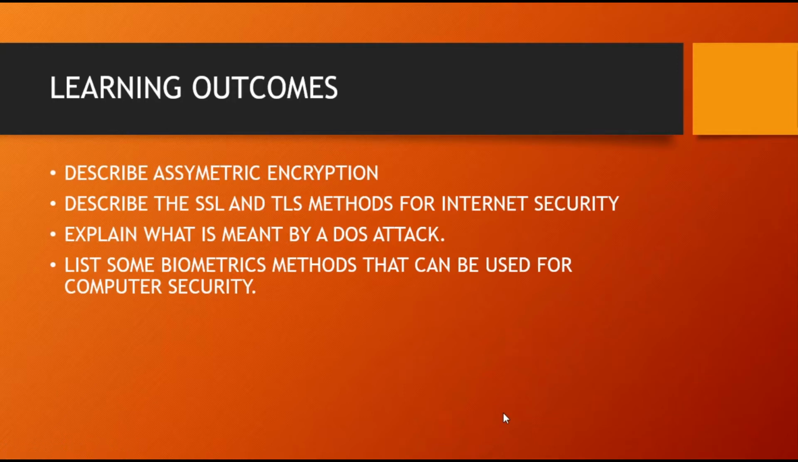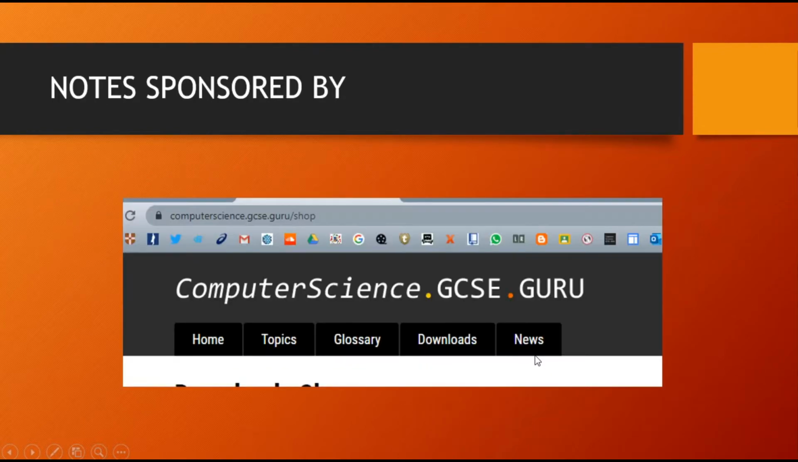By the end of this lesson, you should be able to describe asymmetric encryption, describe the SSL and TLS methods for Internet security, explain what is meant by DOS attack, and we'll see if we can cover some biometric methods that can be used for computer security in the next lesson. But the last learning outcome will be covered when we cover input and output devices.